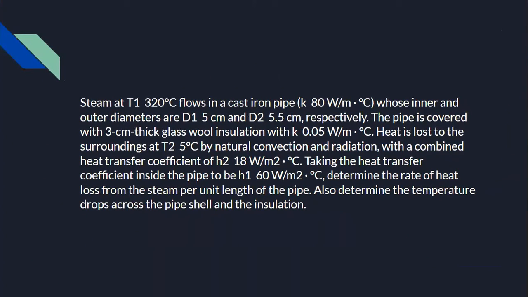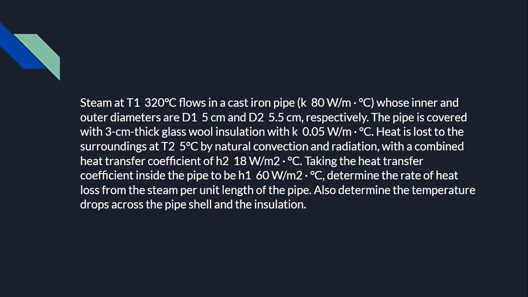I'll read out this question. Steam at T1 flows in a cast iron pipe whose inner and outer diameters are D1 and D2 respectively. The pipe is covered with 3 centimeter thick glass wool insulation with K1. Heat is lost to the surroundings at T2 by natural convection and radiation with a combined heat transfer coefficient of H2. Taking the heat transfer coefficient inside the pipe to be H1, determine the rate of heat loss from the steam per unit length of the pipe. Also determine the temperature drops across the pipe shell and the insulation.